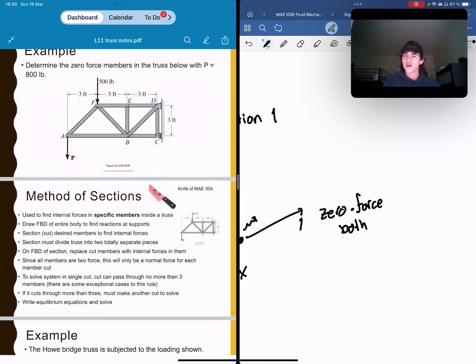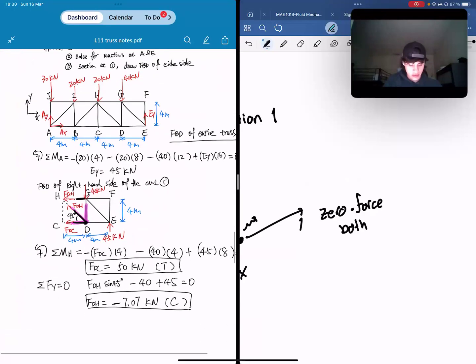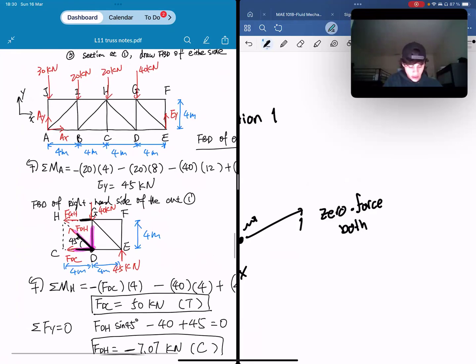So where you make the cut, for example, in this example, the professor cut right there between H and G, right? And she is now analyzing the right side. So those forces that are acting to the left, FGH and FDH, those forces are there, so they have to be taken into account.